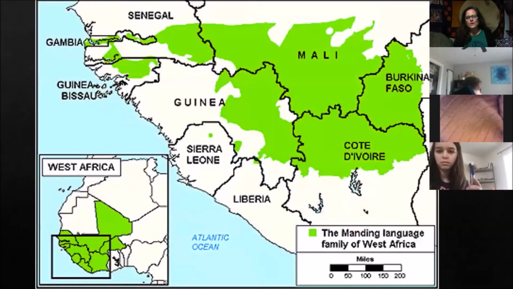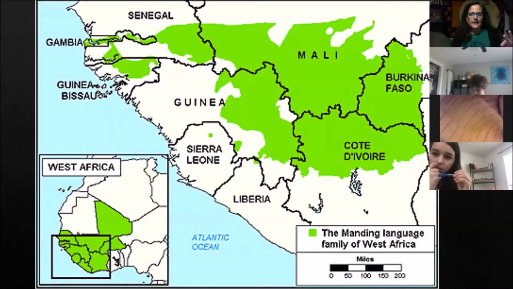Here's one more map we're going to look at. First, look at the square in the bottom left corner that says West Africa. And you can see we're looking at the western part of the continent, and even the southwestern corner there. And then if you look at the larger map, you can see the different countries and their political borders. And then you can also see the green area is where the Mande language group is.